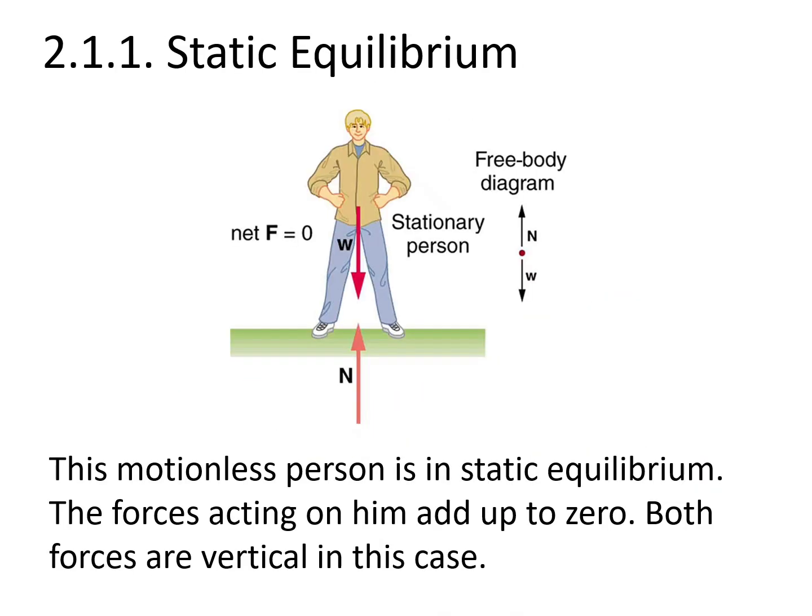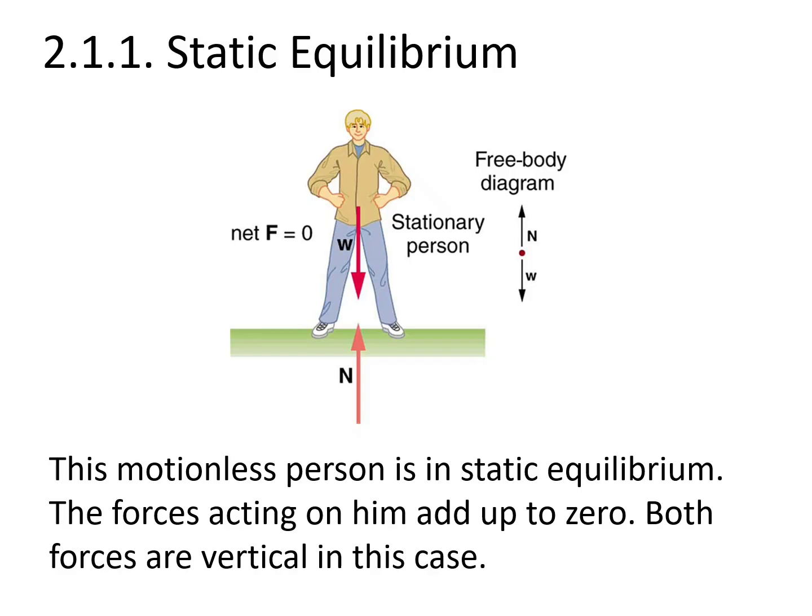This person is in static equilibrium because he is motionless and the forces on him add to zero. There are two main vertical forces. Gravity pulls downward and the normal force from the ground pushes upward. Since the person is not accelerating vertically, the upward normal force balances the downward weight. The net vertical force is zero.